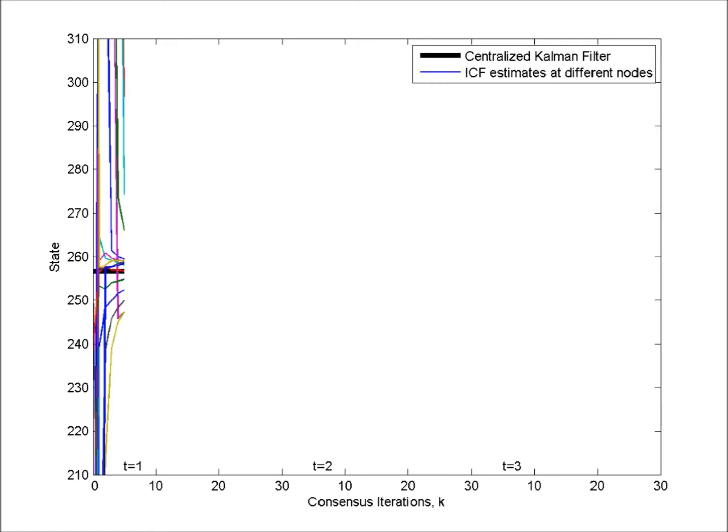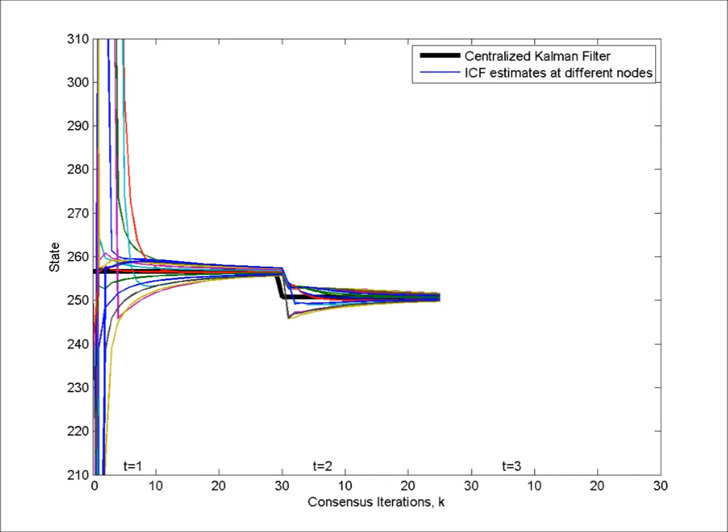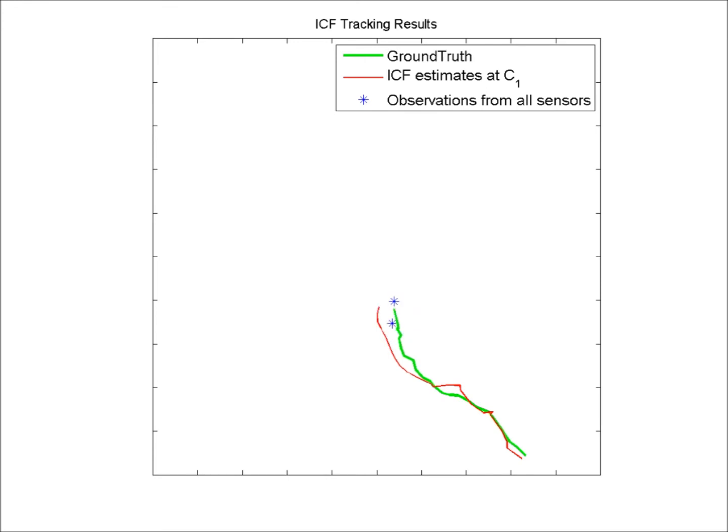The cross-correlations between the state estimates of neighboring nodes are also taken into account in ICF. This is achieved by utilizing the fact that consensus is already running, and the state estimates at different nodes are almost equal. This fact is demonstrated here. At each measurement window, after a few iterations, the state estimates at different nodes converge. This video shows how close the ICF estimates are to the ground truth. Each node communicated only twice with its neighbors, after each measurement step.